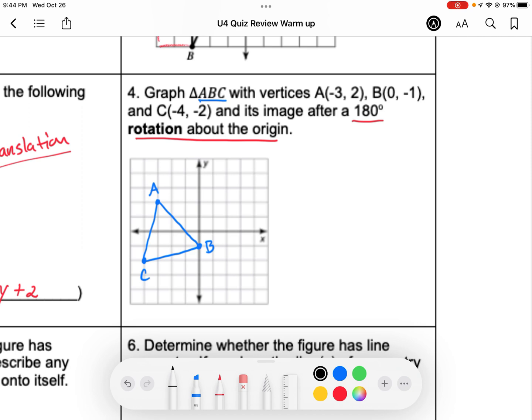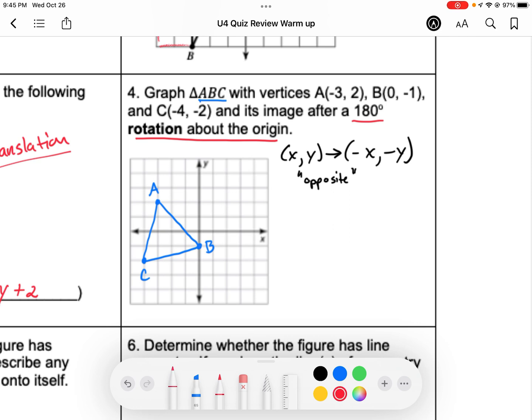You might remember that the mapping rule for a rotation of 180 degrees is negative x, negative y. Okay, you could probably have found that in your notes from our lesson on rotations. But all that means is we're turning this exactly upside down. We're taking the opposite of the x's and the opposite of the y's. Okay, the key word is opposite.